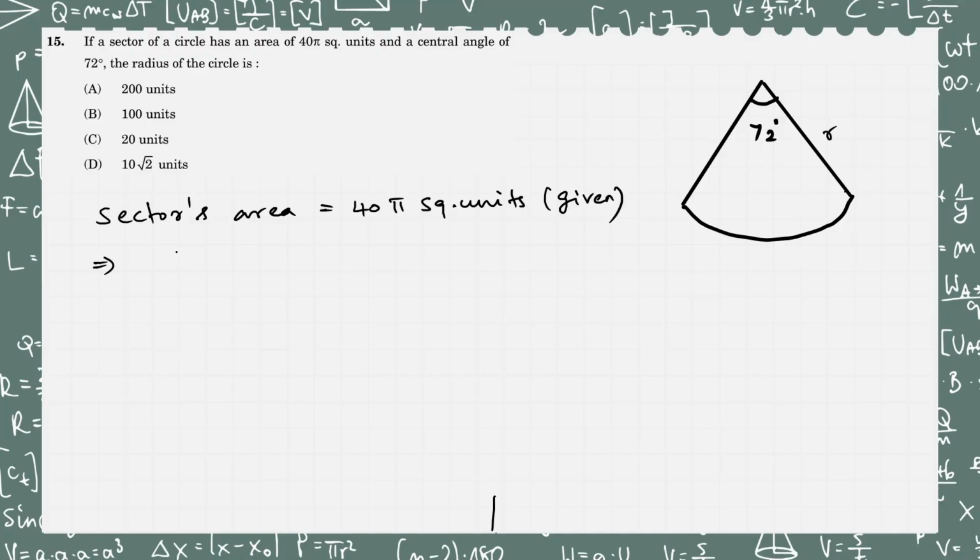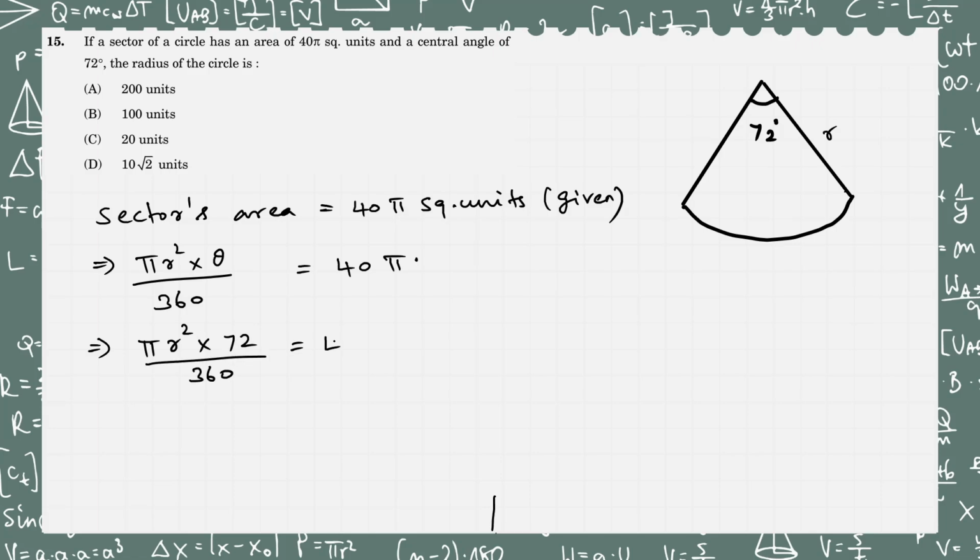So this is given information. But we know by the formula that the area of a sector will be pi r square into theta divided by 360, that is equal to 40 pi, right? And r is unknown but theta is known to us, 72 degrees. So this can be written like pi r square into 72 divided by 360 equal to 40 pi. Now we can cancel between 72 and 360. Let's divide by a 6 here. 6 12s are 72 and 6 60s are 360.